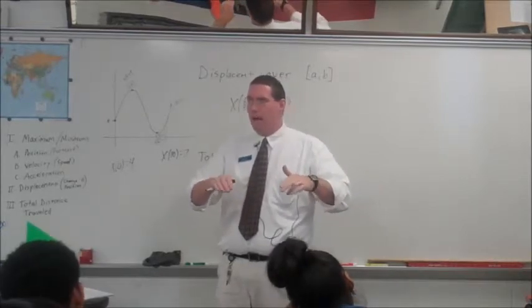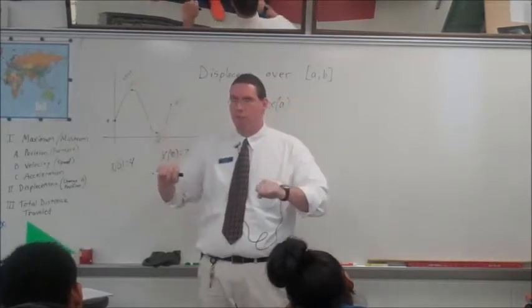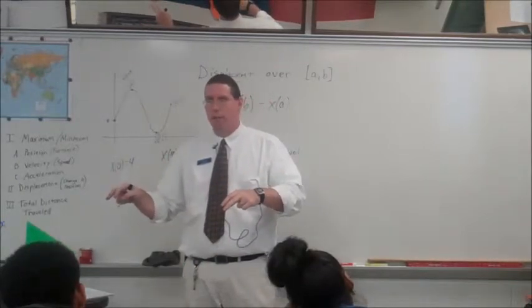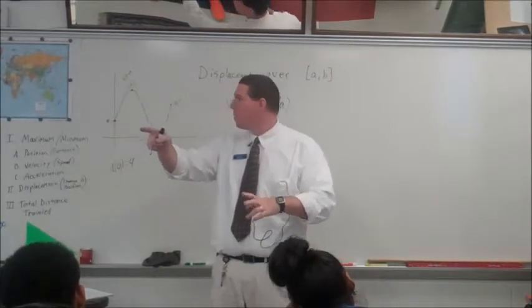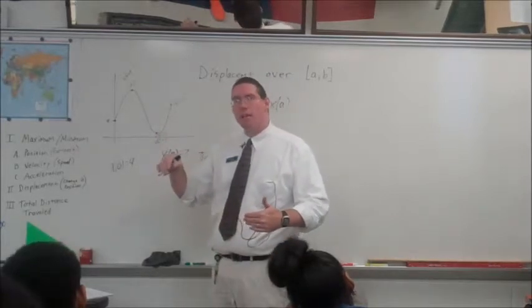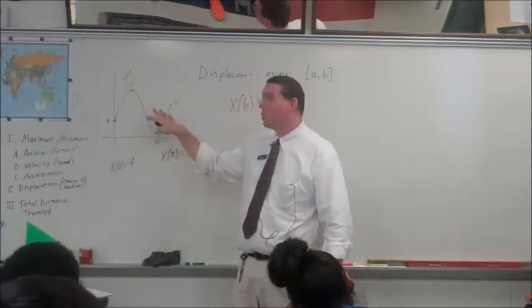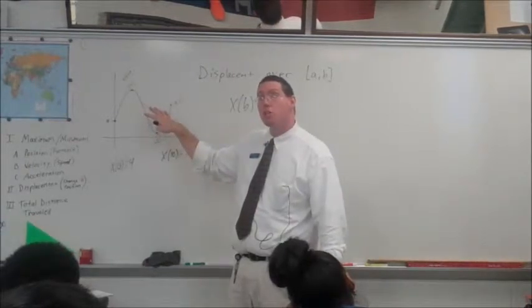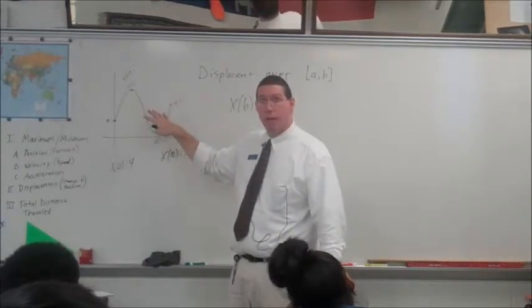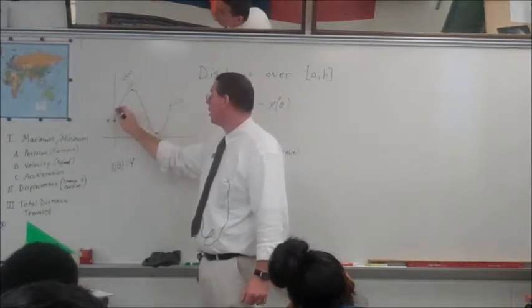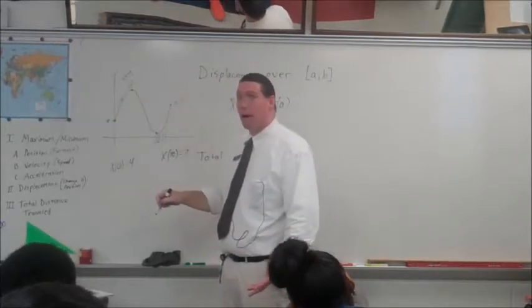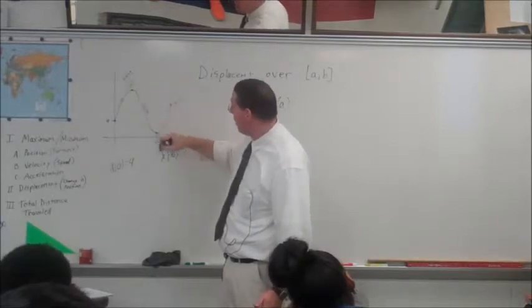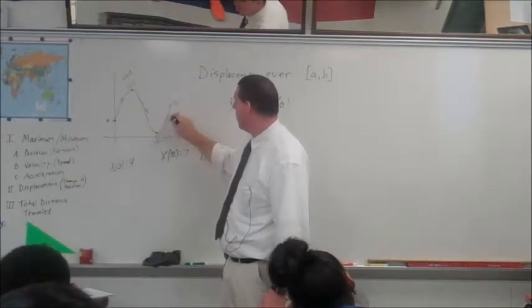Can we think of velocity as the direction function? What about velocity tells us our direction? The sign, right? And velocity is the derivative of position, which is also the slope of position. And what is the initial slope here? Positive, right? And then the slope is negative, and then finally it's positive.